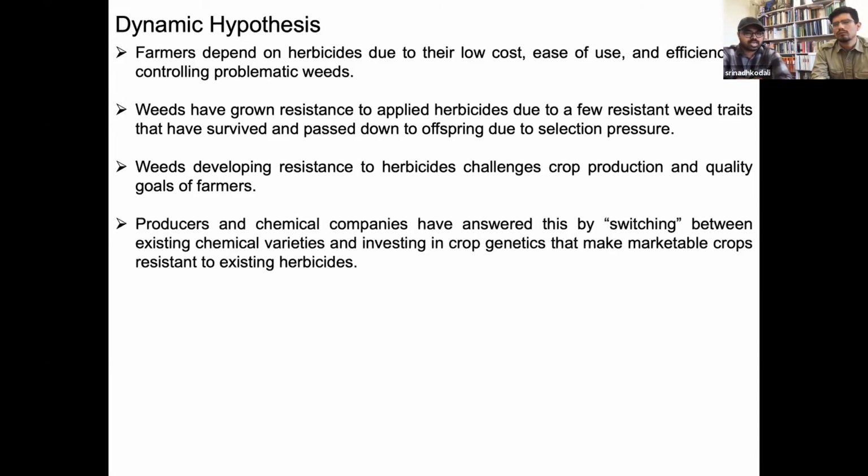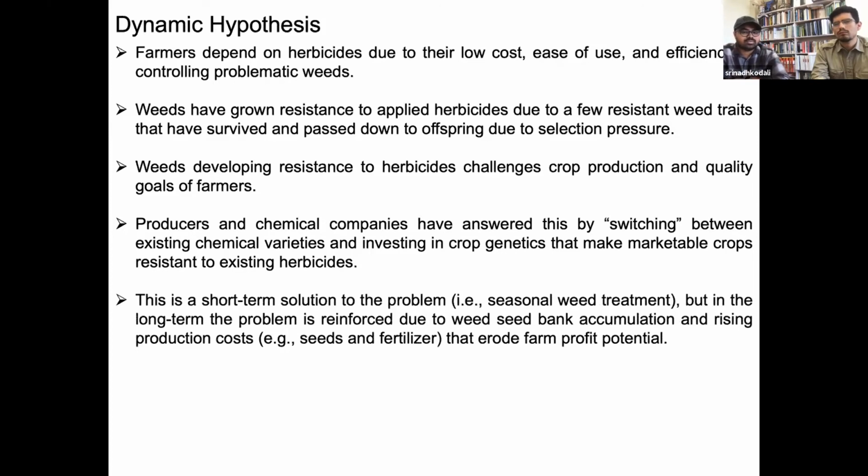So producers and chemical companies have answered this by switching between the existing chemical varieties and investing in crop genetics that make marketable crops resistant to the existing herbicides. However, this is a short-term solution to the problem, but in the long term, the problem is reinforced due to the weed seed bank accumulation and rising of production costs that erode farm profit potential.